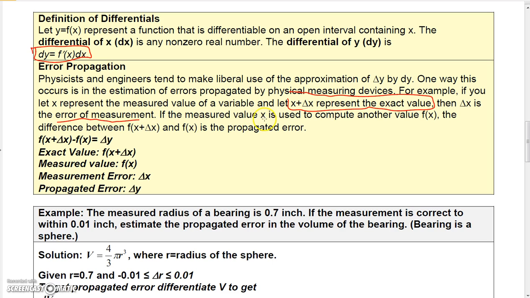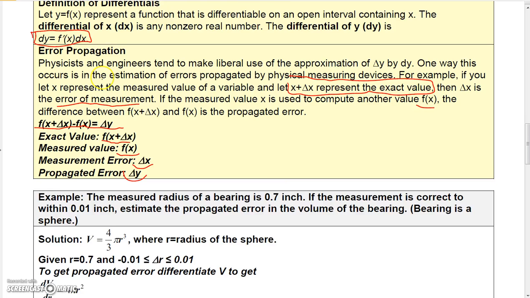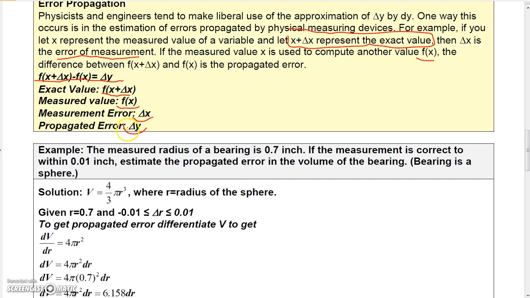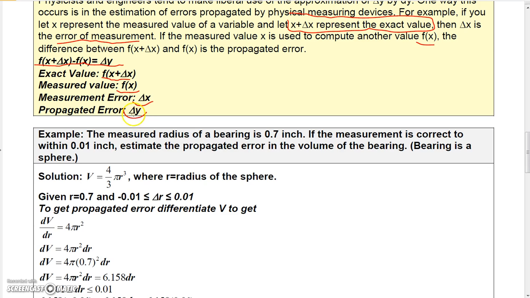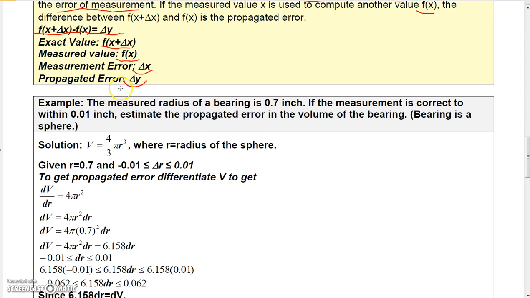So if the measured value of x is used to compute another value, f of x, the difference between f of x plus delta x and f of x is called the propagated error. So this would be called the propagated error, delta y. The exact value would be f of x plus delta x. The measured value would be f of x. And then the measurement error would be delta x, and the propagated error would be delta y. So delta x is the error in the measurement, but delta y is the error in the actual function.